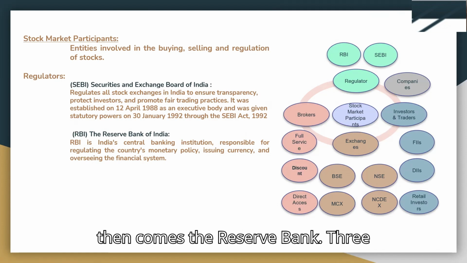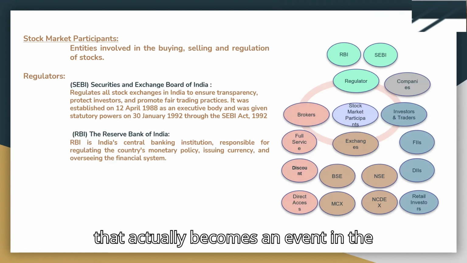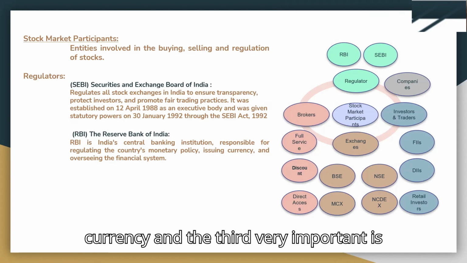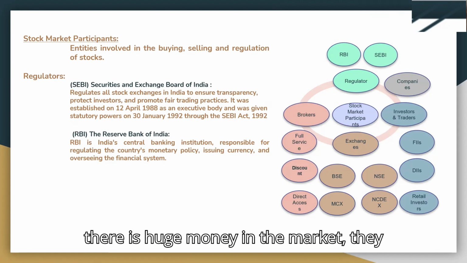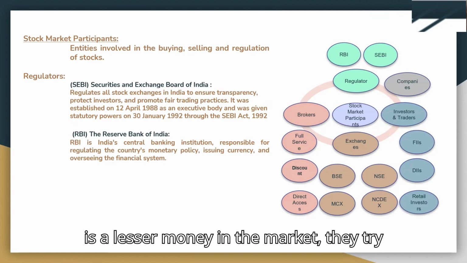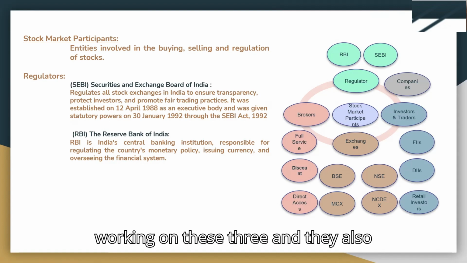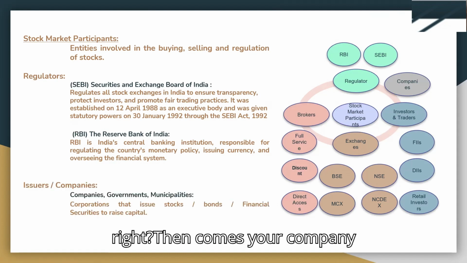And then comes the Reserve Bank. Three things. One is monetary policy, and that actually becomes an event in the market. And then issuing the currency. And the third, very important, is overseeing the financial system. When there is huge money in the market, they try to reduce the flow. When there is less money in the market, they try to pump up the flow. So RBI is working on these three, and they also control inflation. That's important, right?